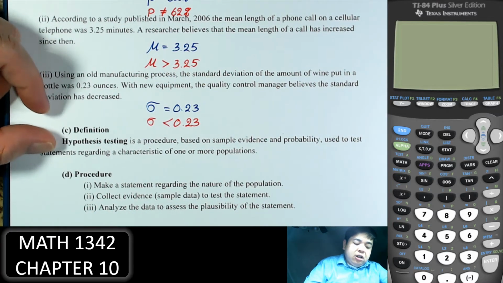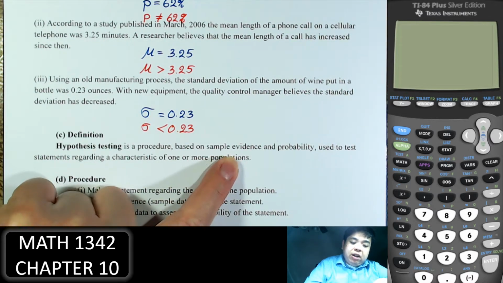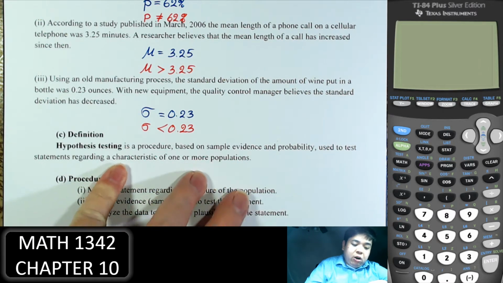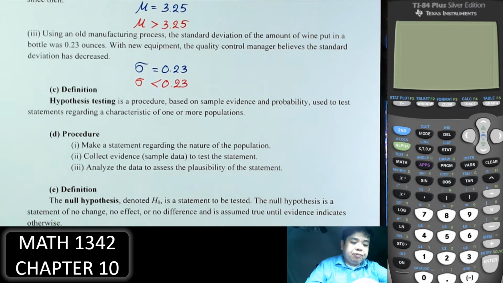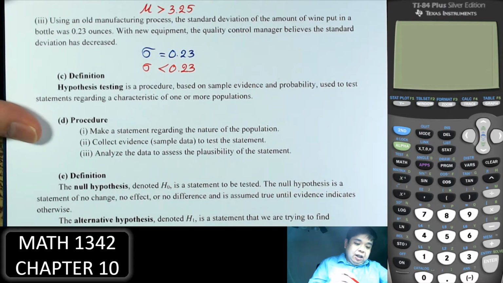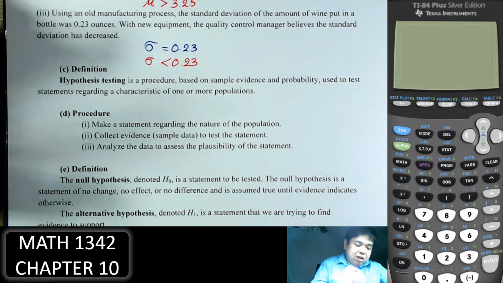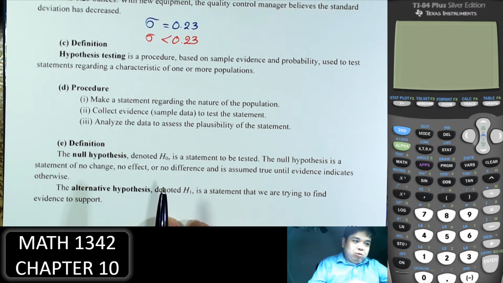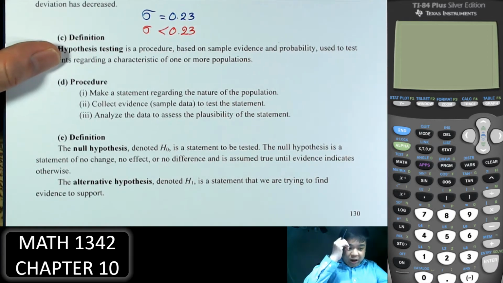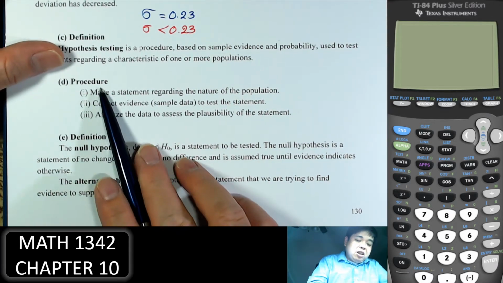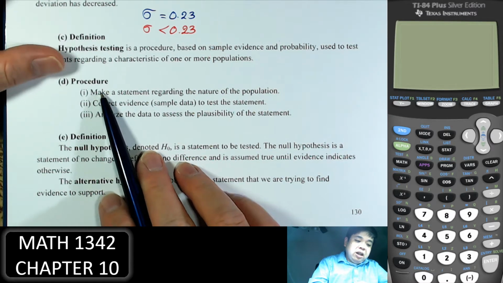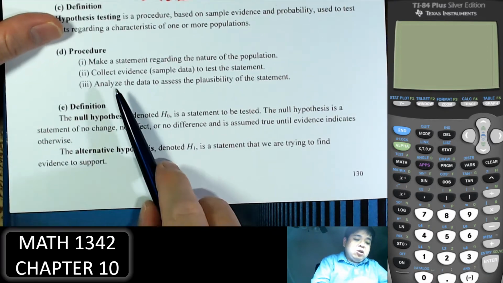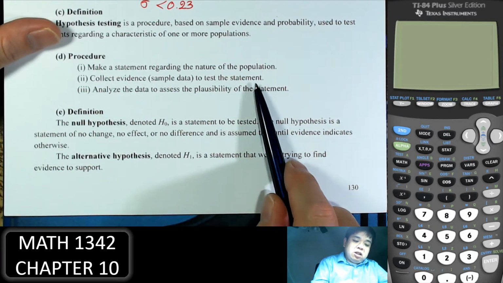Hypothesis testing is the procedure based on sample evidence and probability used to test a statement regarding a characteristic of one or more populations. It's not much, just some terminology. We don't have to actually go to an example to explain it yet. The steps to do hypothesis testing: we make a statement regarding the nature of the population, something like this. Next, we collect the evidence to test the statement.